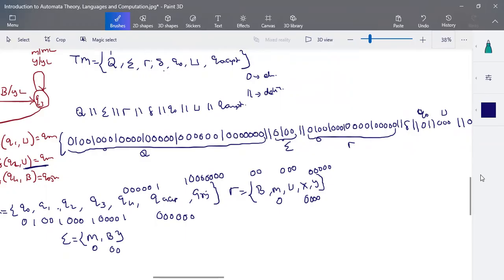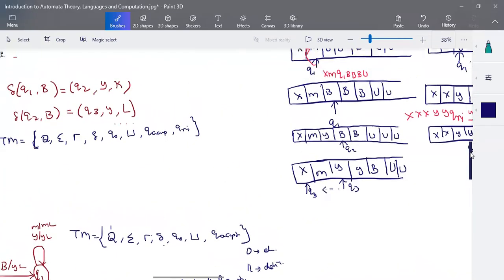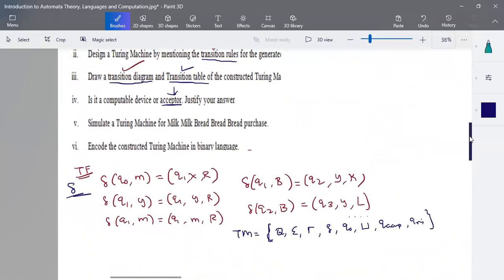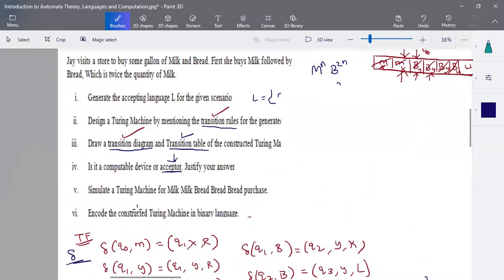Okay, so I hope you understand how to answer a single scenario based question in Turing machines like this. Here I have covered the maximum portion. You'll also have encoding, simulation, checking whether it is computable or acceptable, what is the transition rule, transition diagram, and how to write language descriptions and all. Okay. Thank you.